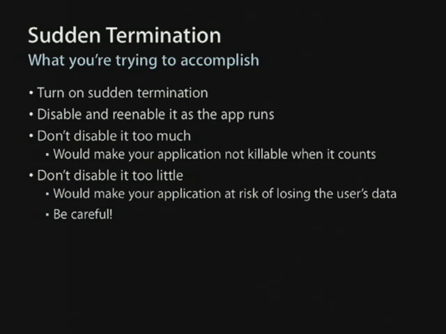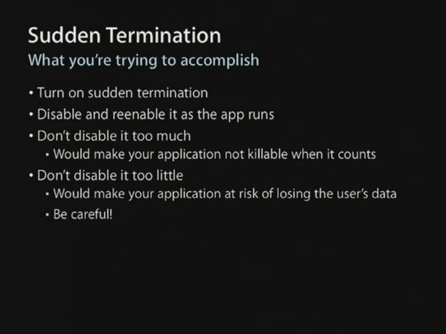And then you want to disable and re-enable it as the app runs. So first you turn on sudden termination, and it's on for the lifetime of your application, but you disable it during times when, if the application were killed at that moment, user data would be lost. And by user data, we mean pretty much anything the user would notice is gone, including user preferences and stuff like that. So while you're doing this, you don't want to disable sudden termination too much, because that would make your application more likely to not be killable when it really counts.